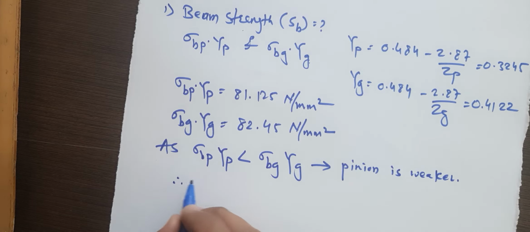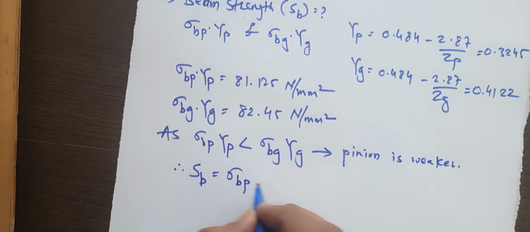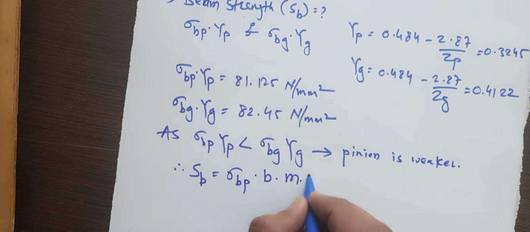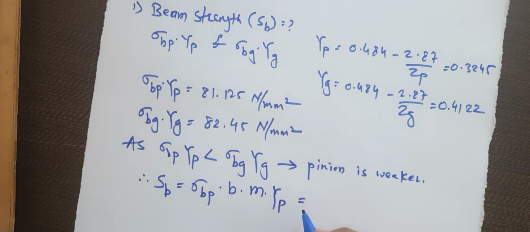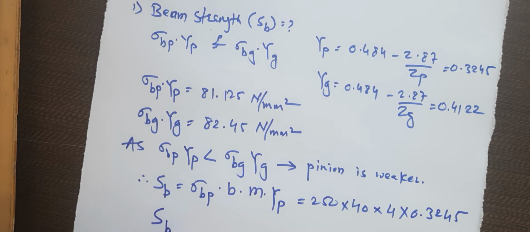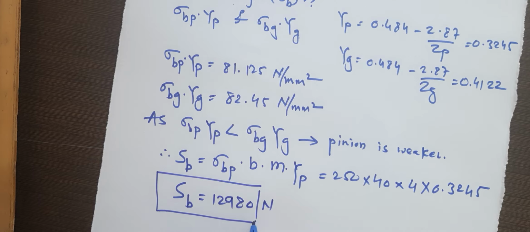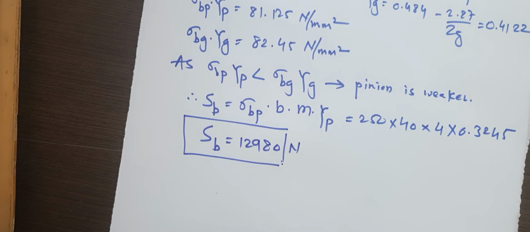Now if the pinion is weaker, you have to find the beam strength of the pinion. Therefore SB, the beam strength of the pinion, is equal to sigma BP into B into M into YP. Now if you substitute the values here, sigma BP is 250, B is 40, M is 4, and YP is 0.3245. So you will get SB as 12980 Newton. So this is your SB, 12980 in Newton.